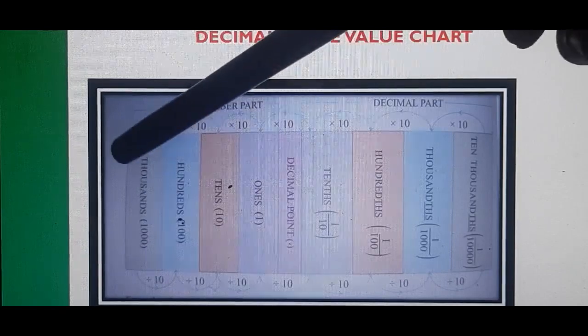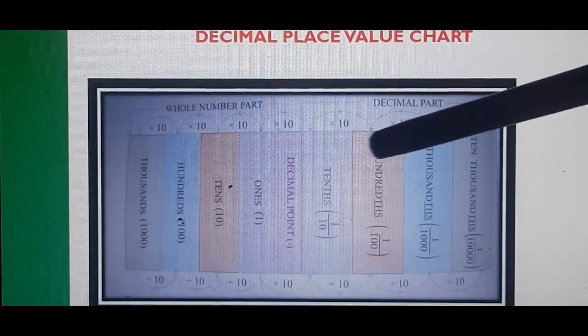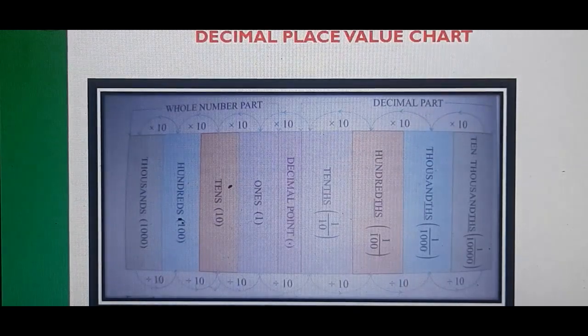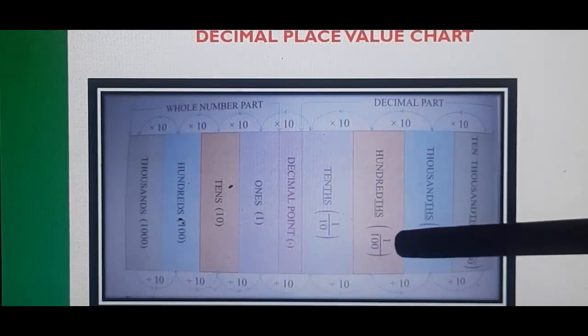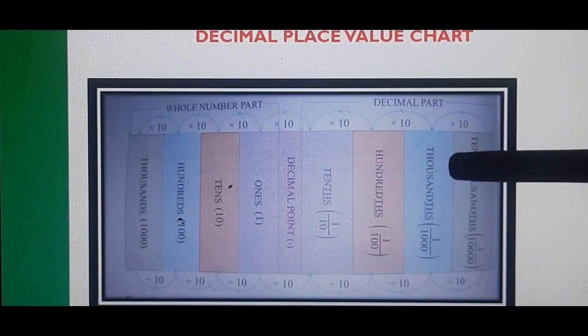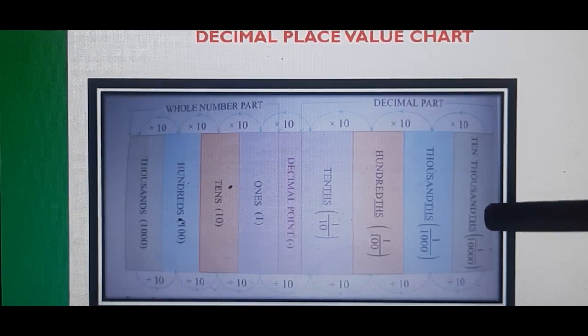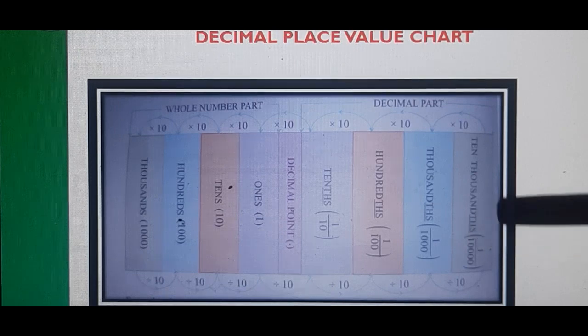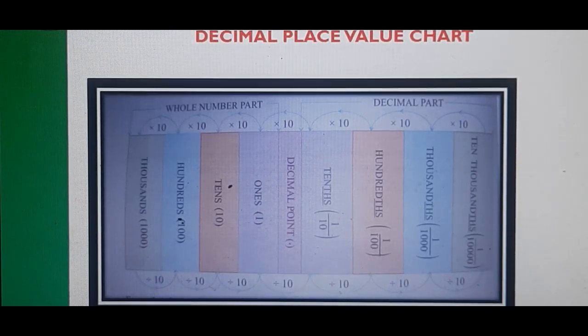Ones, tens, 100, 1000, 10,000. These are the whole number part. Then decimal point, 10th, 100th, 1000th, 10,000th. Understood? 10th, 1 upon 10. 100th, 1 upon 100. 1000th, 1 upon 1000. 10,000th, look here, 1 upon 10,000.